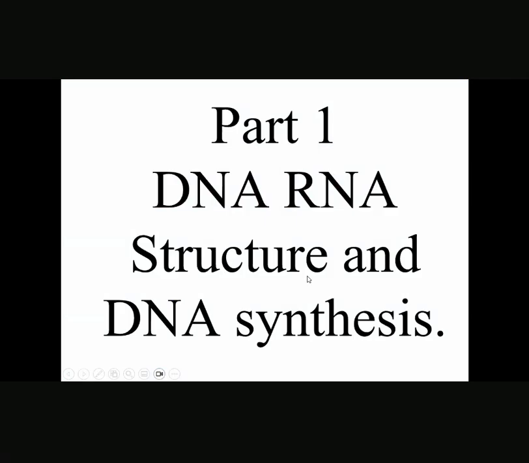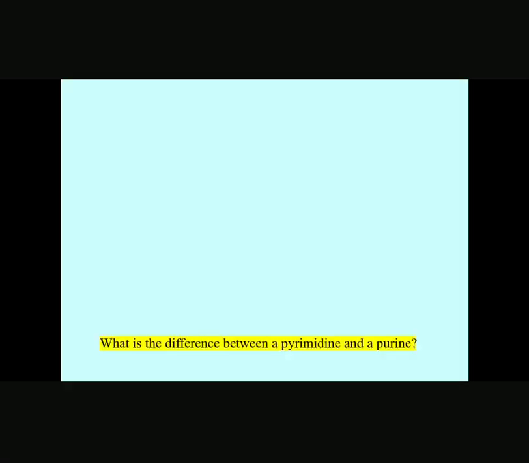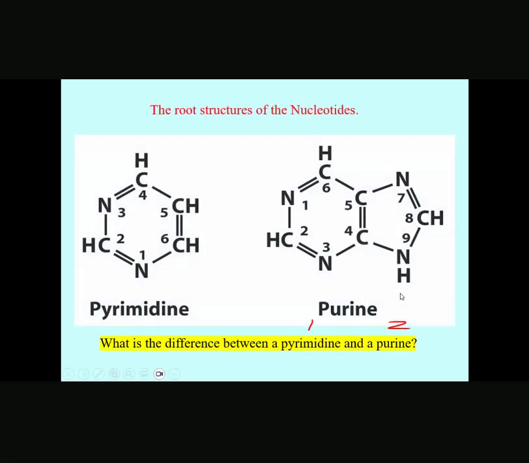All right, so the first thing I want to do is talk about just the simple basics. What's DNA? What's RNA? What's the structure? What's the difference between a pyrimidine and a purine? Now, a pyrimidine is a single ring and a purine is a double ring. Let's take a look at that. So the pyrimidine has just the single ring, and the purine has two rings.